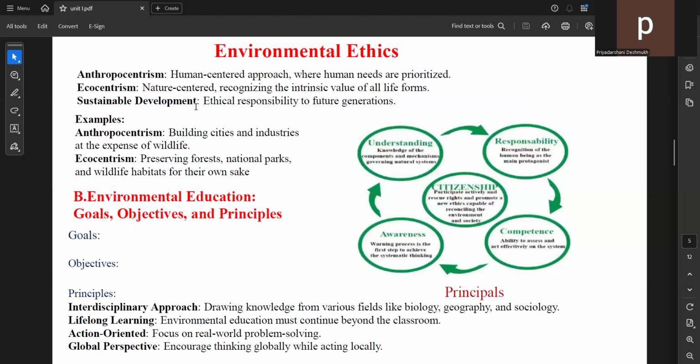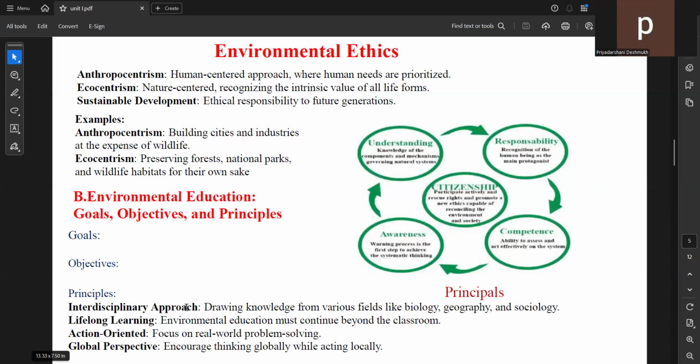So there are some principles which are involved in environmental ethics: interdisciplinary approach, lifelong learning, action oriented, and the global perspective. Now, here there are some examples which are given, that is understanding, citizenship, responsibility, competence, and awareness. These all are the responsibilities that we should take in environmental ethics.